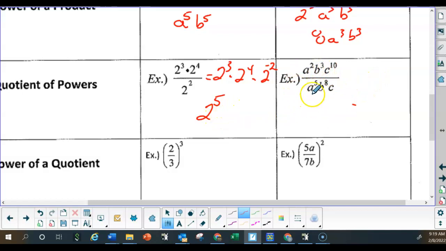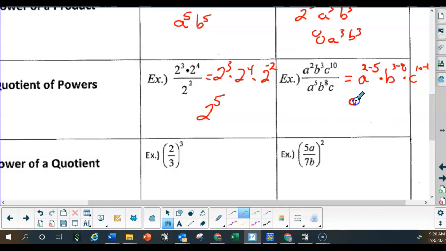Now, problems can get messy, so we're just going to group our stuff together. If you have to change the order, you do that so you can get the same variable next to the same variable or under it. So we have a to the 2 minus 5, minus 5 comes from the denominator, times b to the 3 minus 8, and then we have c, which is 10 minus 1.